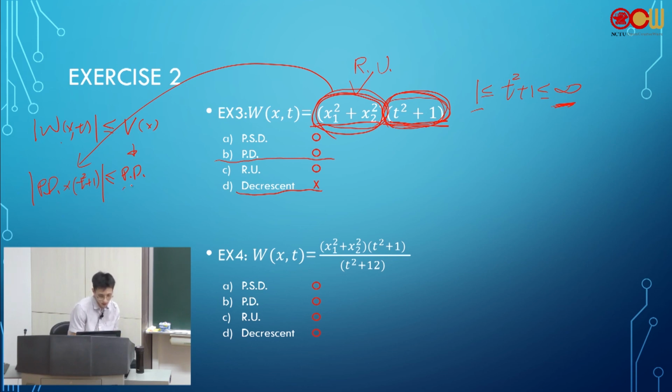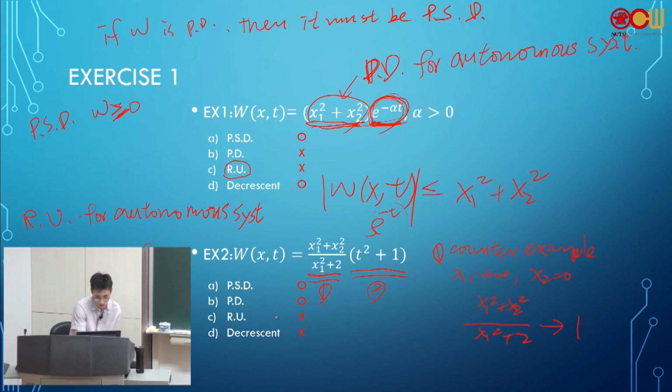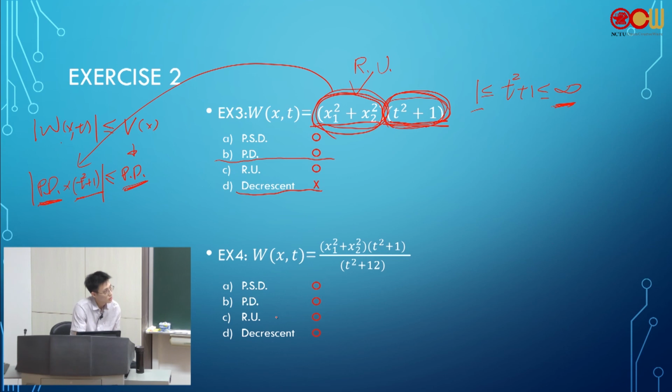So can you find another PD function that upper bounds this PD function times t squared plus 1? Can you? No, because t squared goes to infinity. You cannot find another PD. Examples 1, 2, 3, none of those can satisfy the 4 conditions. But example 4 satisfies all the conditions.